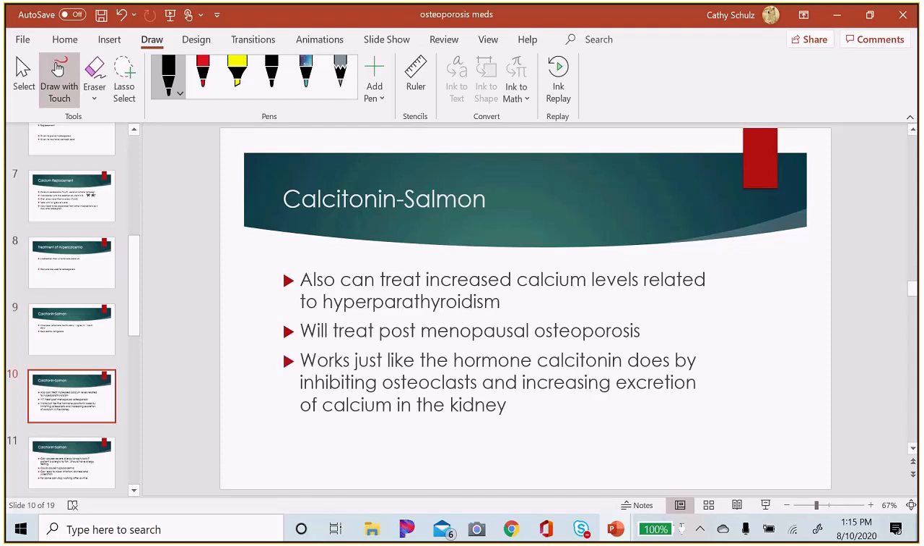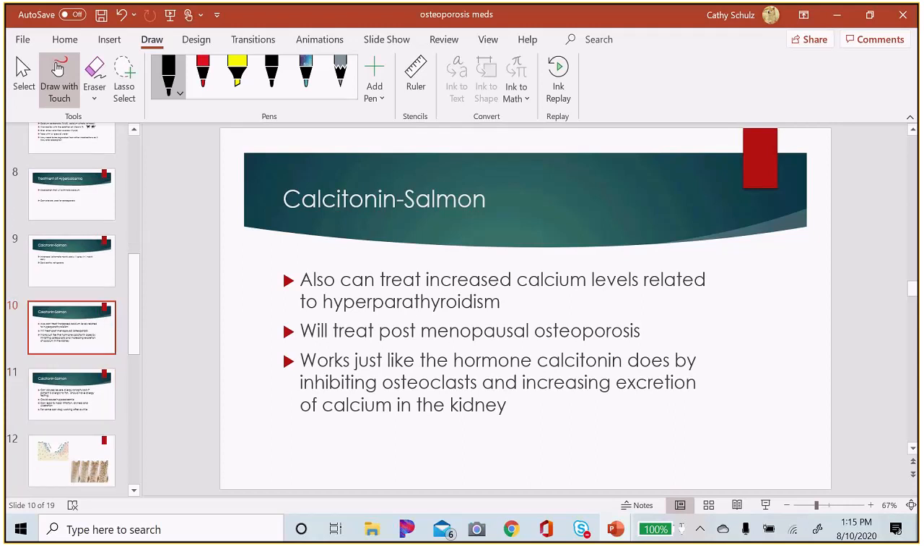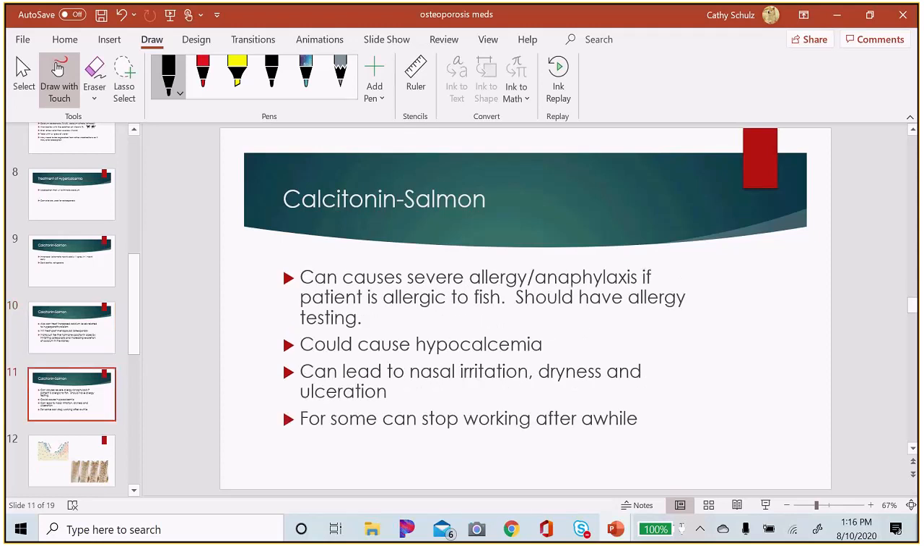So calcitonin salmon is the preparation that's given to people, and it's made from fish, so you can use it to treat increased calcium levels, and you can also use it to treat postmenopausal osteoporosis because it stops the activity of osteoclasts, and it increases excretion of calcium in the kidney. So you get rid of calcium and you stop bone breakdown. But you obviously cannot be allergic to fish since it's made from fish. So if the patient has a severe allergy to fish, then they could become anaphylactic by using this medication.